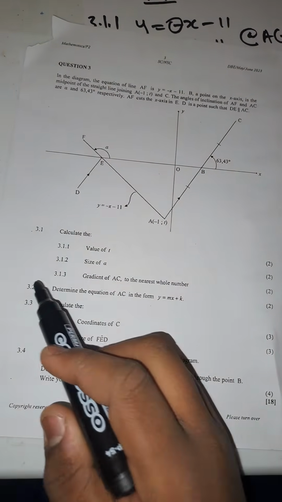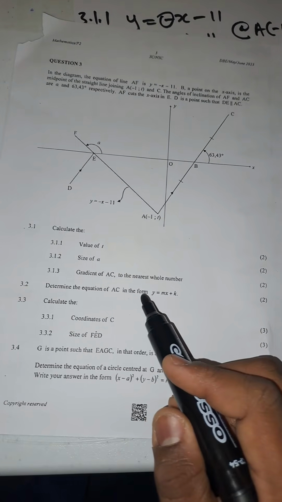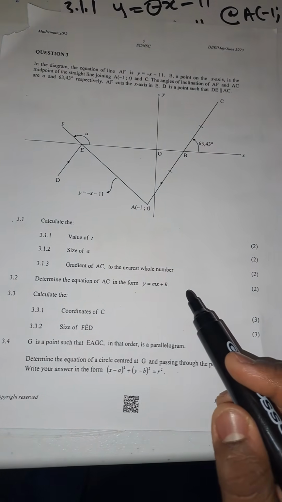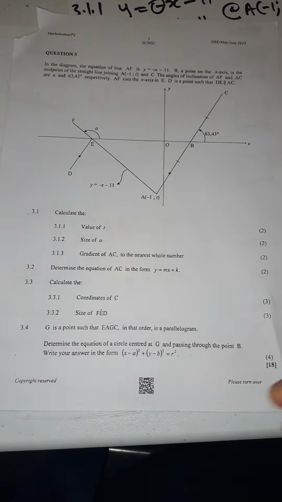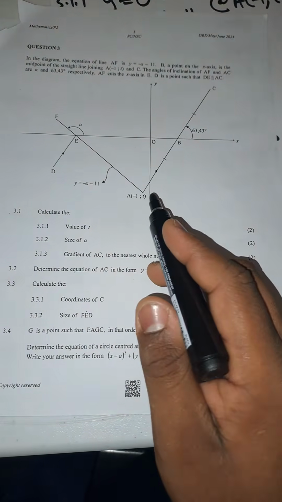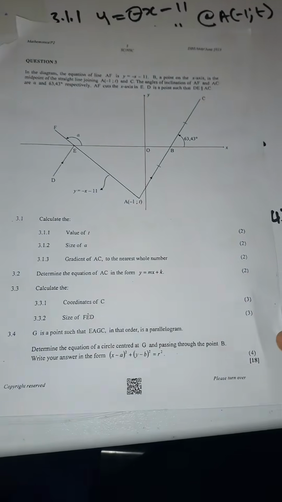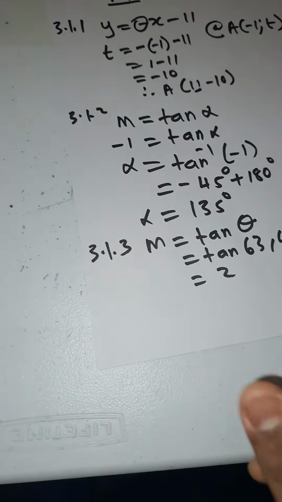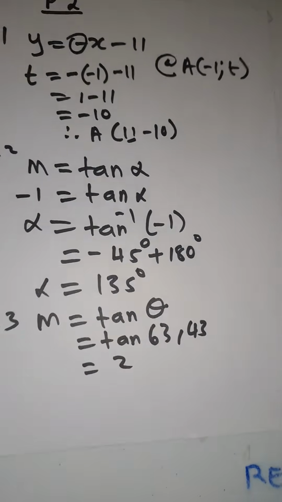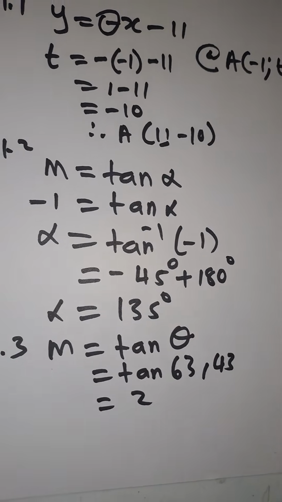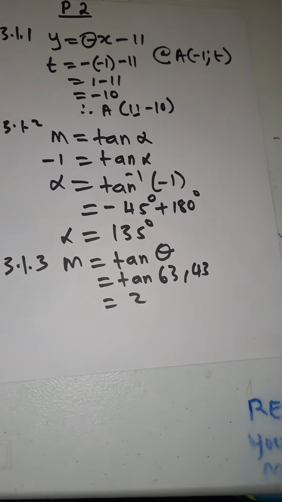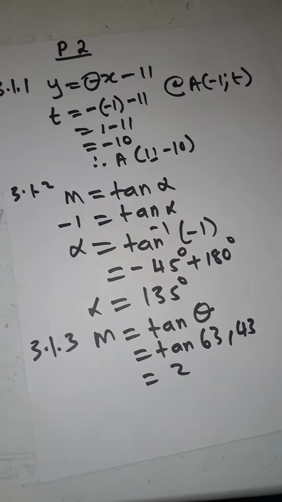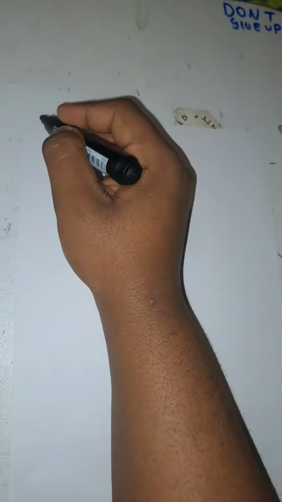Okay, so 3.2, determine the equation of AC in the form of that. For you to determine the equation of a straight line, you must have at least 1 point and a gradient. Do I have those things? Yes, I do. So now let's determine the equation of the straight line, because I have point A and the gradient, which is 2. So let's start. 3.2.